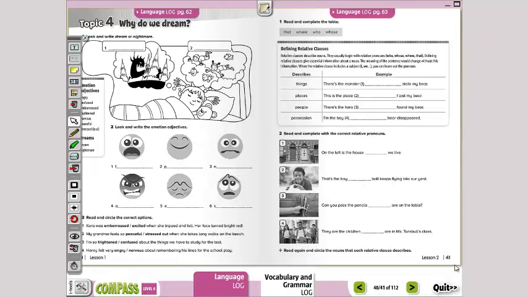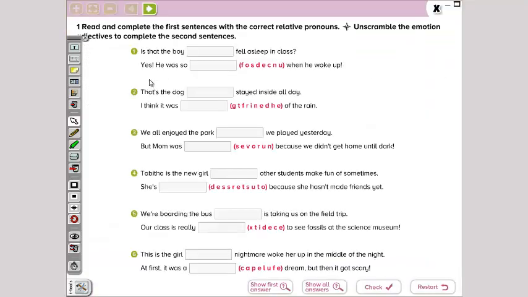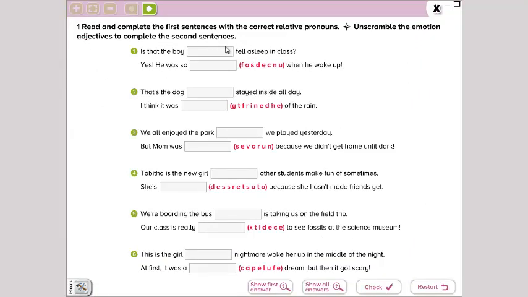And on page 42, página 42, we have here. Read and complete the first sentence with the correct relative pronouns. Unscramble emotions, adjectives to complete the second sentence. Okay, so we're gonna keep working. Ustedes tienen que trabajar esto con los emotion adjectives que vimos la semana pasada y con los relative pronouns, ¿ok? Recuerden que vocabulary and grammar es para repasar lo que se aprendió en language y esto yo se los expliqué la semana pasada, entonces esto es como para que repasen, ¿ok?